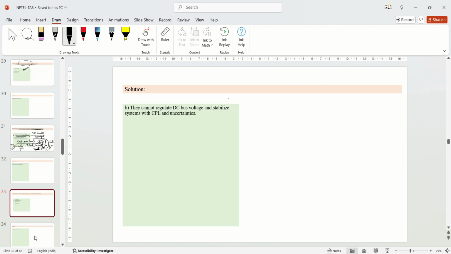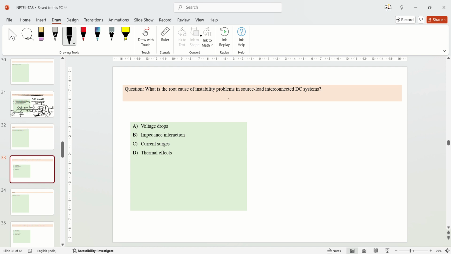Okay, one more question related to the instability problem. What are the root causes of the instability problem in source load interconnected DC systems? You can guess that from the lectures or from the questions which I have previously shown.